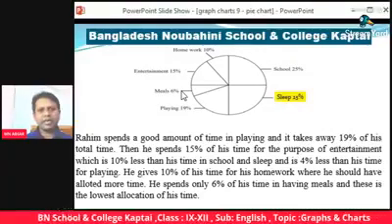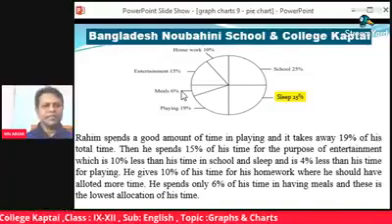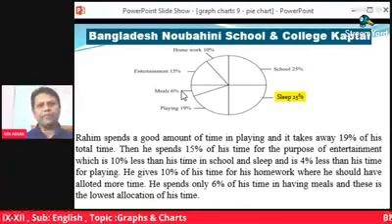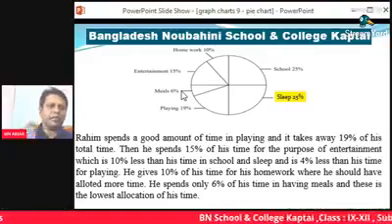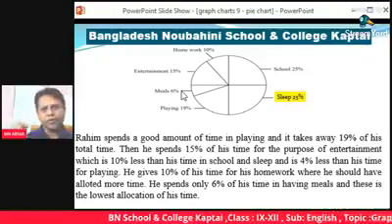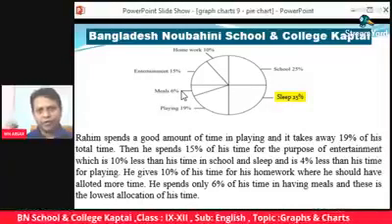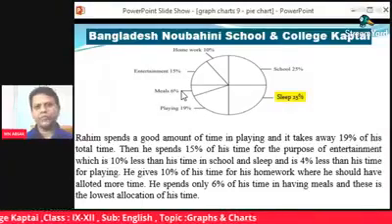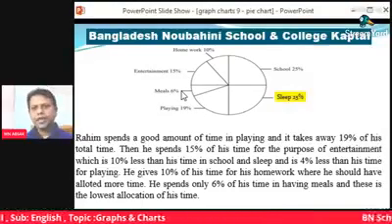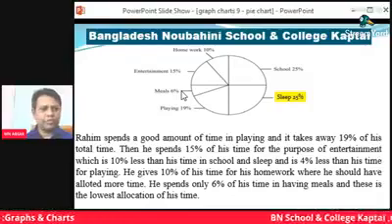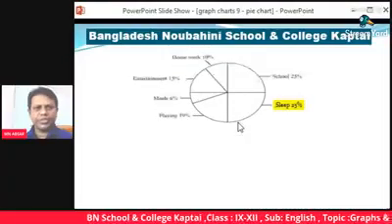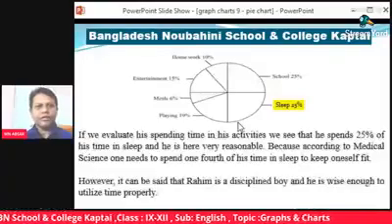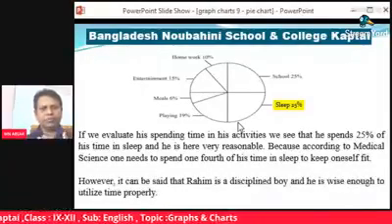So here Rahim spends the highest amount of time for schooling and sleeping, and the lowest amount of time for playing and having meals, right? So this is the overview of the total description of the graphs, I mean charts. Okay, so now in the conclusion part, what will you write?